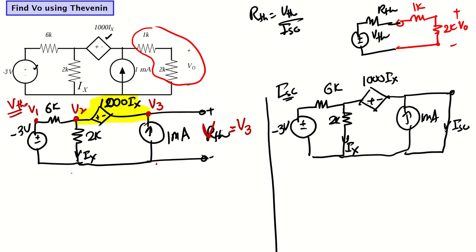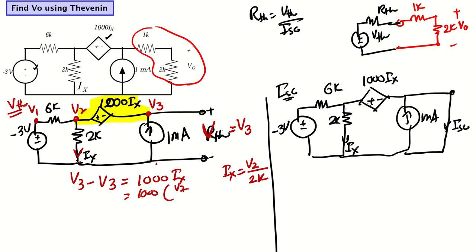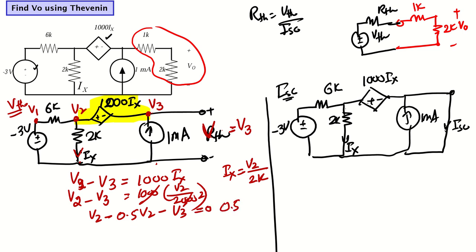Let's write the super node equation first. That will be V2 minus V3 is equal to 1000 of Ix. And what is Ix? Ix is the current through this one, so Ix is V2 minus 0 divided by 2k, and 2k means 2000. So I can write this as 1000 times V2 over 2000, so that cancels, and we have V2 minus V3 is equal to V2 over 2. Or this can be written as V2 minus 0.5 of V2 minus V3 is equal to 0, or 0.5 of V2 minus V3 is equal to 0. This is our first equation. Like 1 minus 0.5, it will be 0.5.